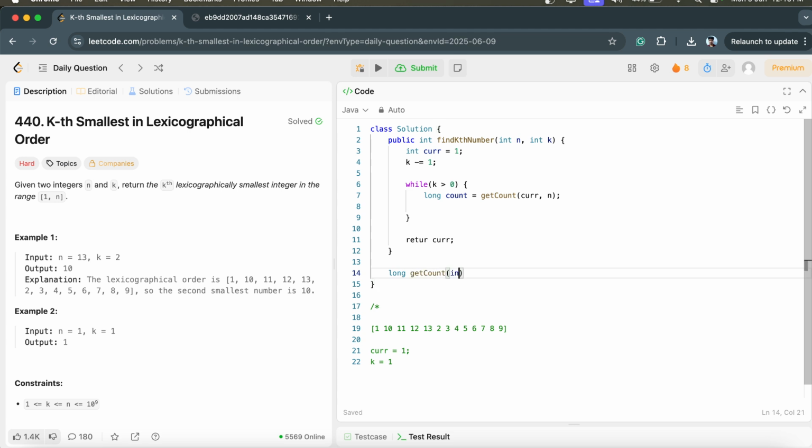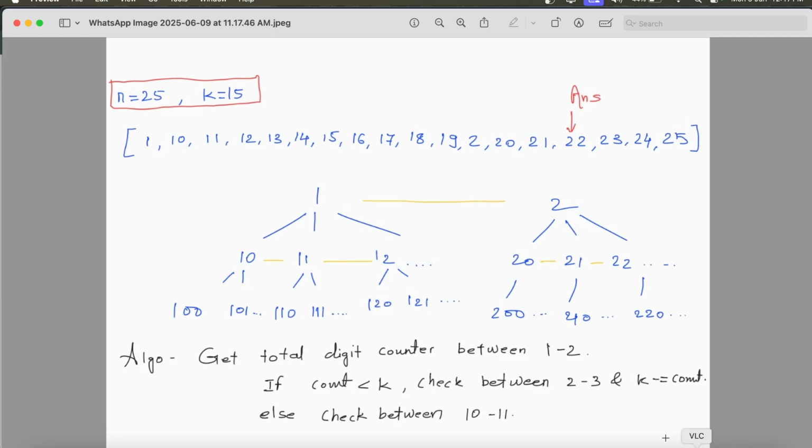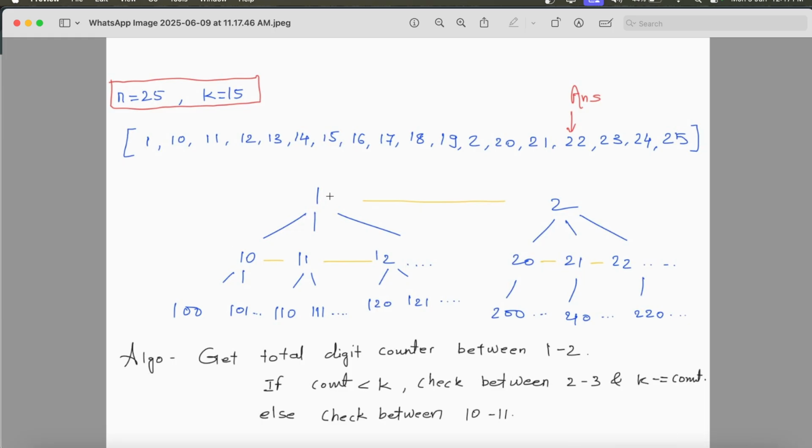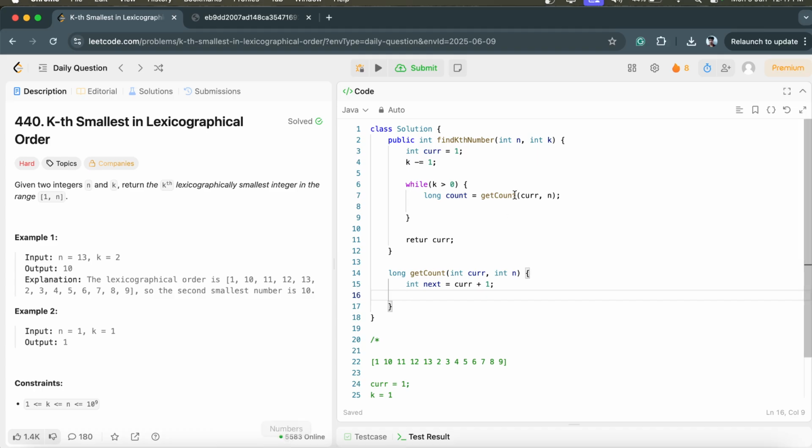And here, what is the first thing? It is the current, int n. So the idea is, what we are trying to do, we are trying to check between this range, like 1 to 2. Look, current is actually 1. So the next is basically going to be current plus 1. Even if we go downside, the moment we go at 10, what we are trying to check is between 10 and 11, how many counts we are getting. So simply, that's why I just added 1 to it. In the next I just added current plus 1.